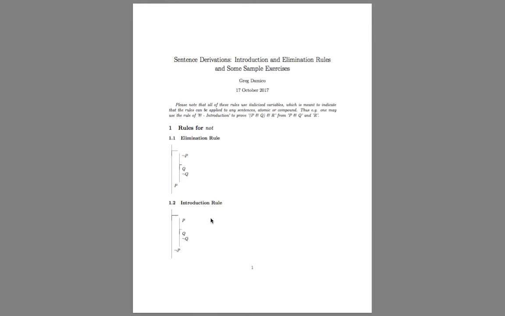And similarly for the introduction rule, if in fact it's the assumption that P that leads to this calamitous result of Q and not Q, then we can conclude that it must in fact be not P that's true, since the idea that P is true leads to this impossibility.